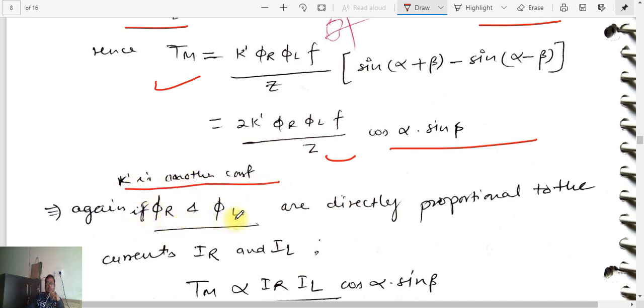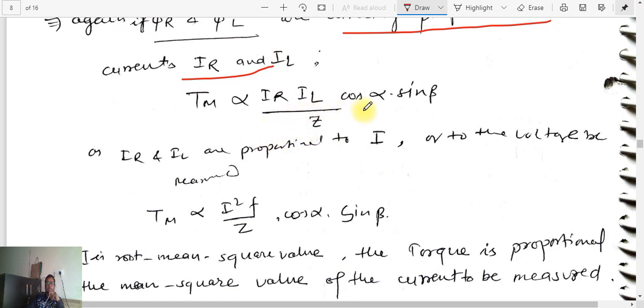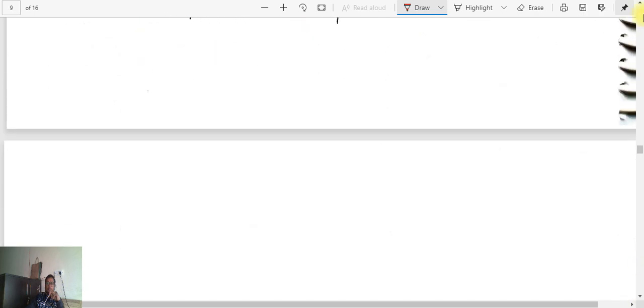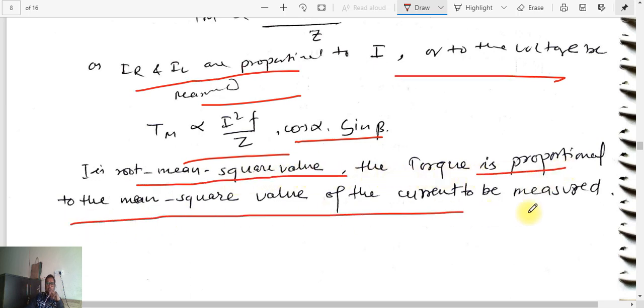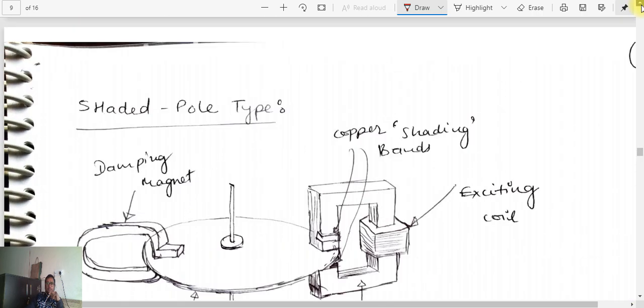Again, if phi R and phi L are directly proportional to the currents IR and IL, then Tm is proportional to IR IL by Z cos alpha sin beta. IR and IL are proportional to I, the current or voltage to be measured, so Tm is proportional to I square F by Z cos alpha sin beta, where I is the root mean square value. The torque is proportional to the mean square value of the current to be measured.